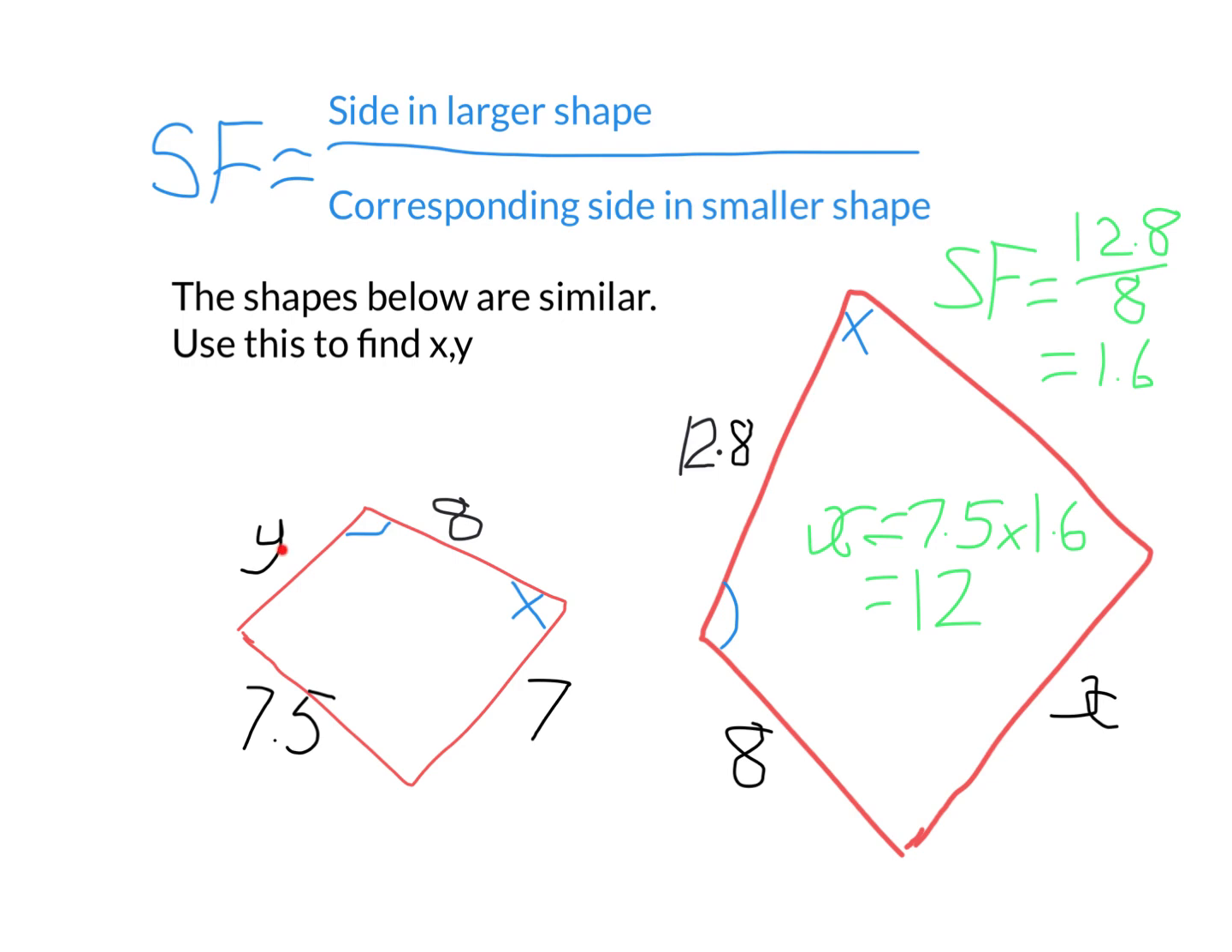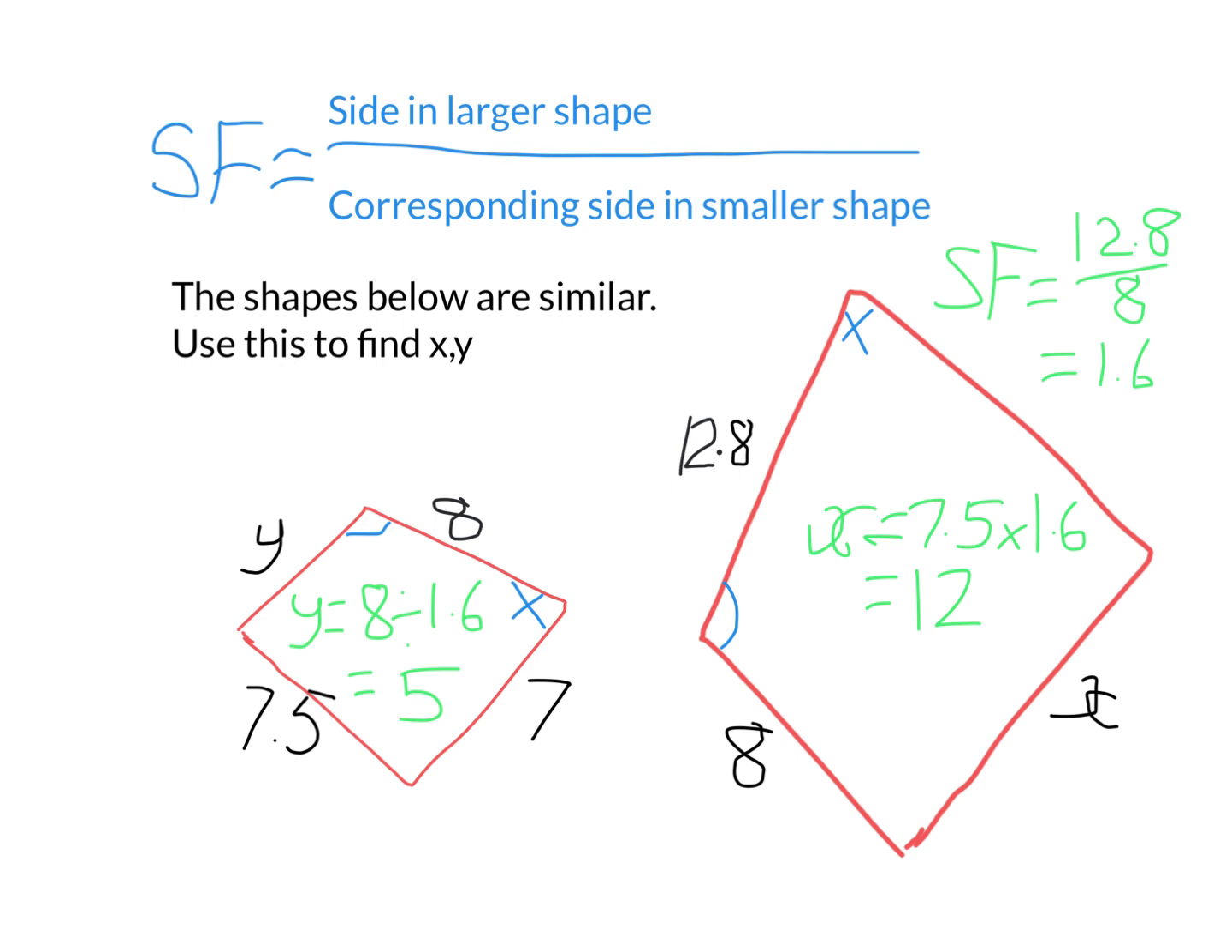So let's now look at y. So y is the one that meets this longest side at the largest angle. So y actually corresponds to 8 here. So when we're finding a side in the smaller shape, we actually divide. So we take the corresponding side and we divide by the scale factor. So this time we get y equals 5.